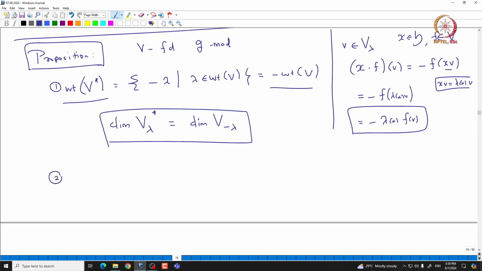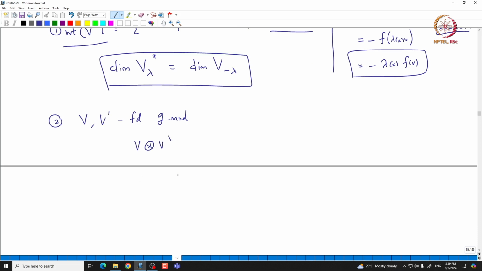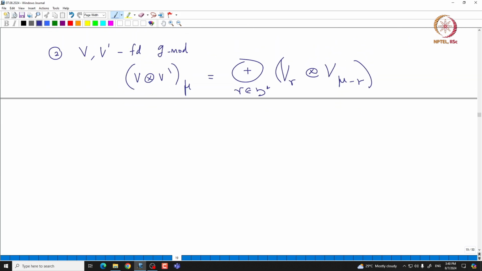Now, if we take the tensor product, let us say V and V dash being finite-dimensional G modules, then you can take the tensor product V tensor V dash and look at its mu-th weight space. Then this is going to be just the direct sum of V_gamma tensor V'_(mu minus gamma), where gamma runs over all of H star. So you take all possible tensors V_gamma tensor V'_(mu minus gamma), with gamma running over H star, and take the direct sum; that is going to be your mu-th weight space of V tensor V dash. One way to check this is to start with the basis of V that comes from the weight space decomposition of V, and then take a basis of V dash that comes from the weight space decomposition of V dash.